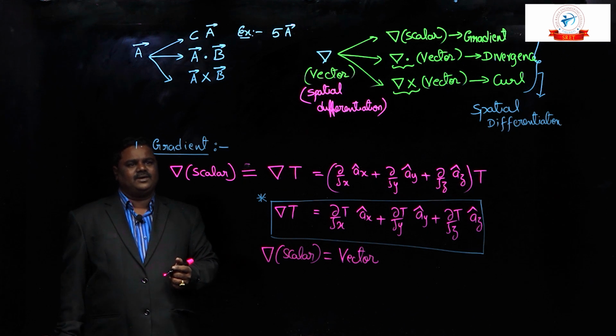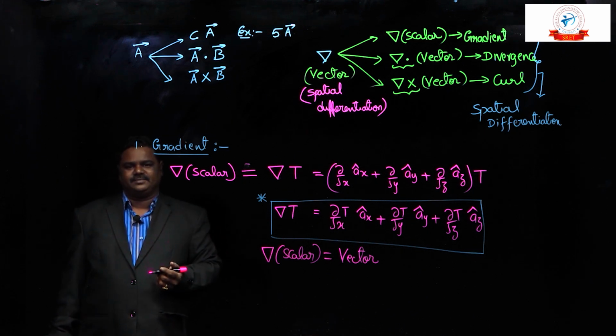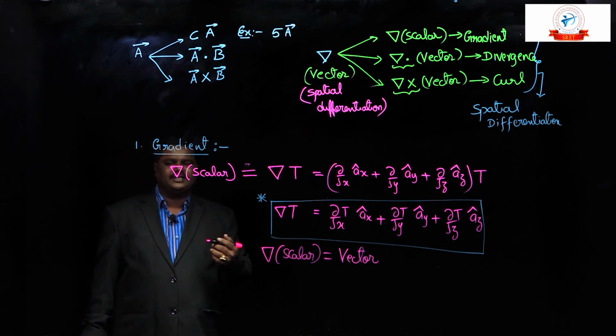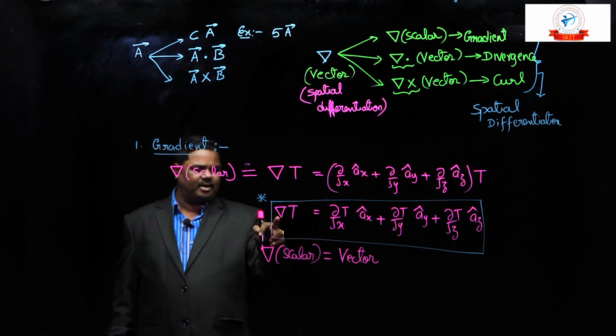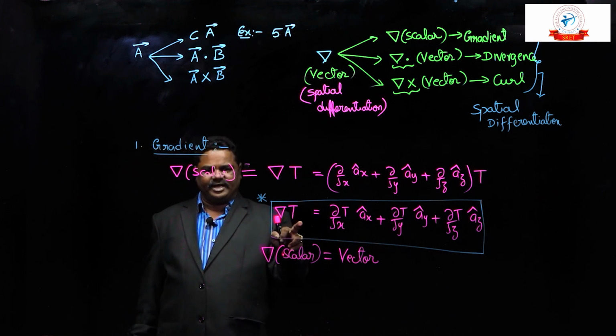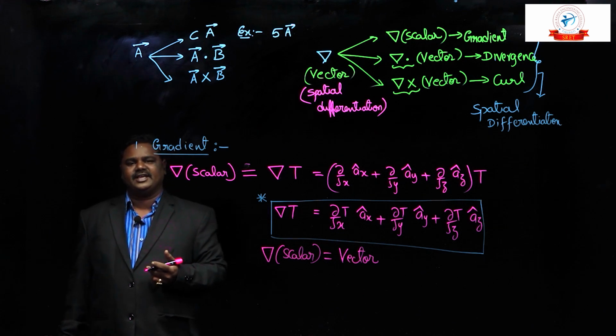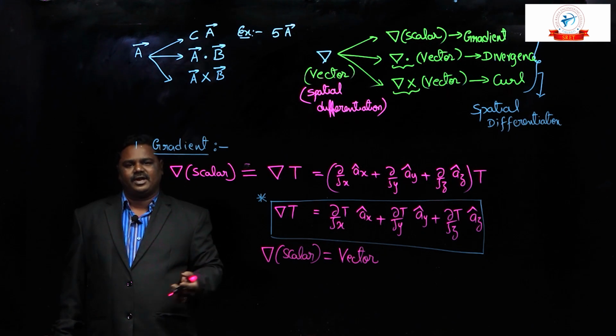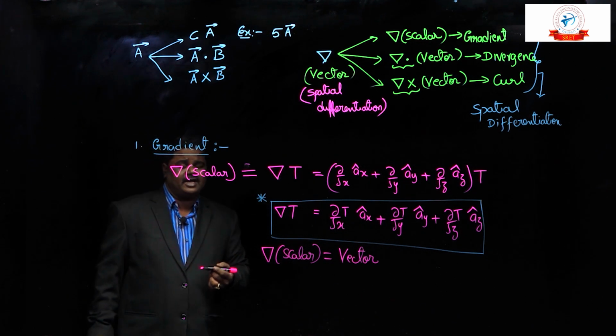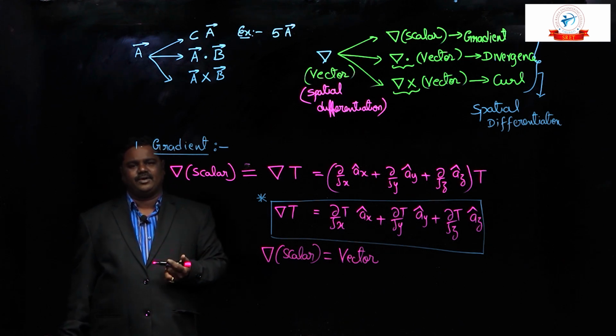Next we will see what is the physical meaning of gradient operation. That means when we apply this mathematical formula, the gradient operation, on any physical quantity, what are we going to obtain? Okay. What do these results of gradient give us? That is very important to understand, and that is what I am going to explain.